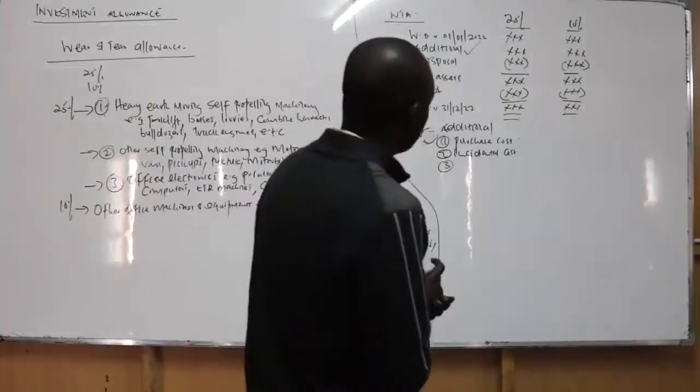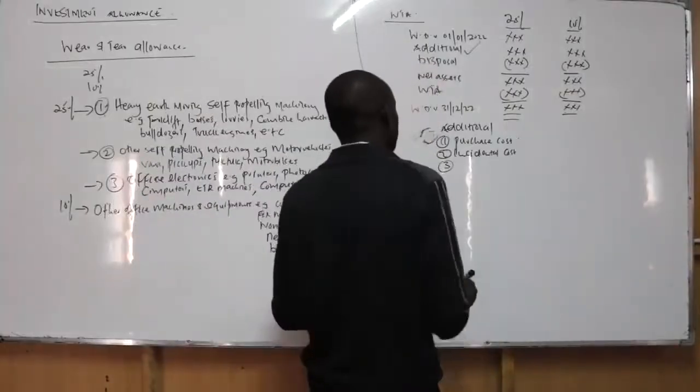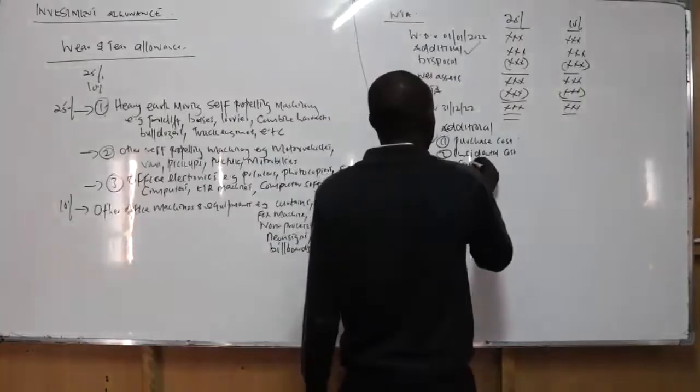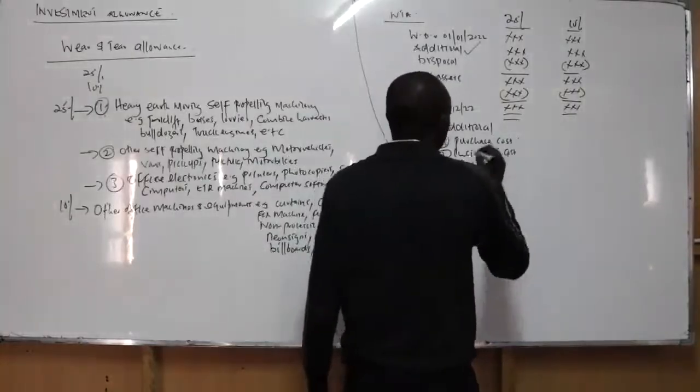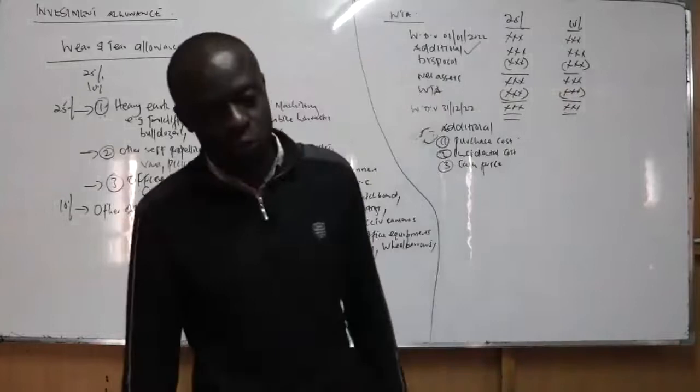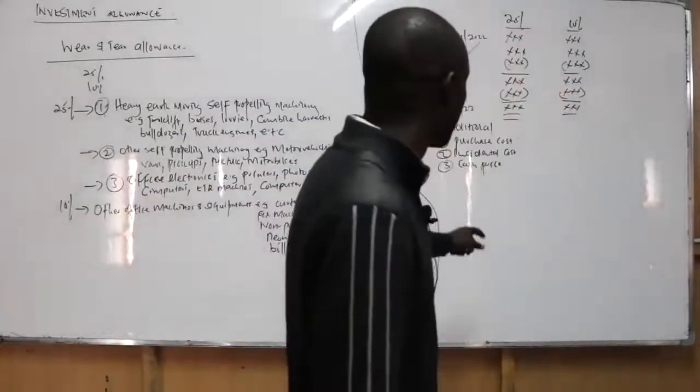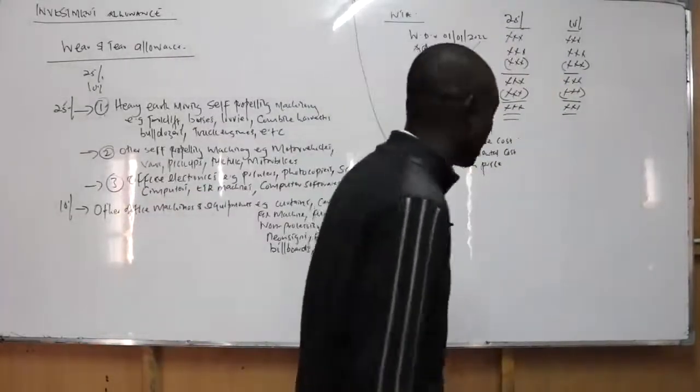So where you acquire an asset through that means, the qualifying cost will be the cash price of that asset. The hire purchase also has its cash price. So the qualifying cost for wear and tear purposes will be the cash price.